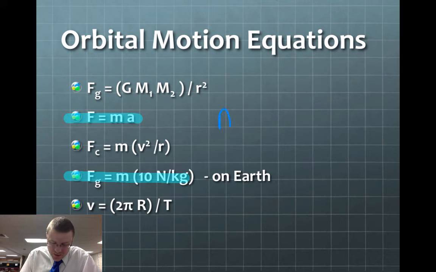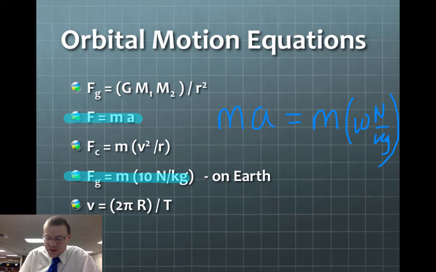Well, it says that if I want to find some object's acceleration, I can take F equals ma and set it equal to m times 10 newtons per kilogram. Since I have a mass on both sides, I can knock out the mass and see that the acceleration of our planet is 10 newtons per kilogram, or meters per second squared.